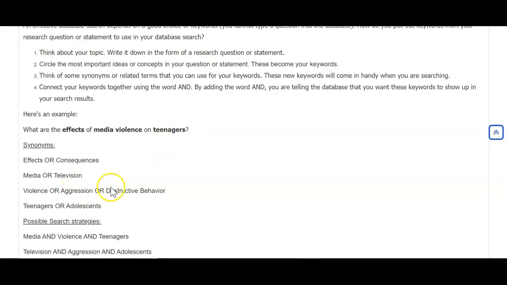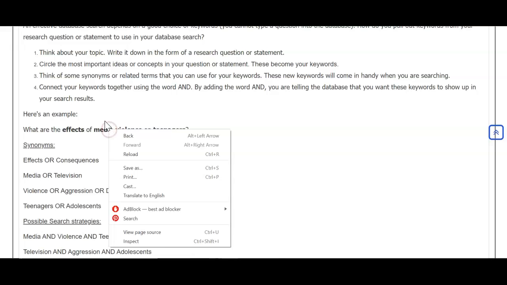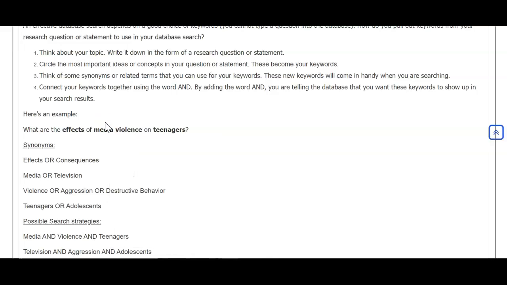And then we think about teenagers. What other words are there for teenagers? It could be young adults. It could be adolescent. It could even be teens. So you'll write down all those different keywords. And then we're going to put them into database speak.